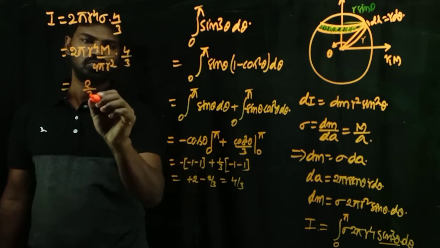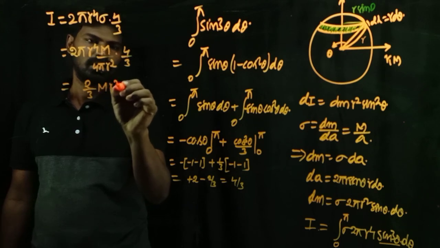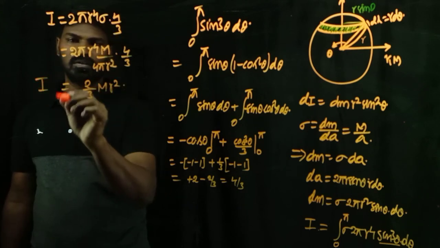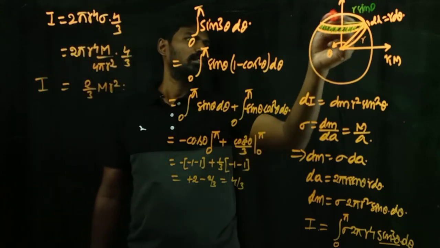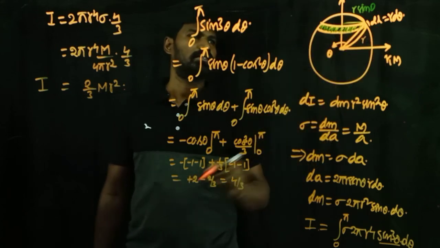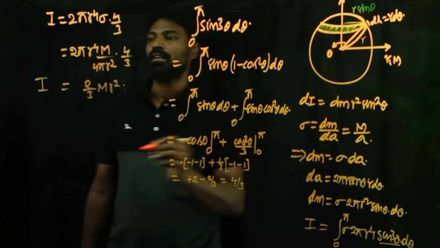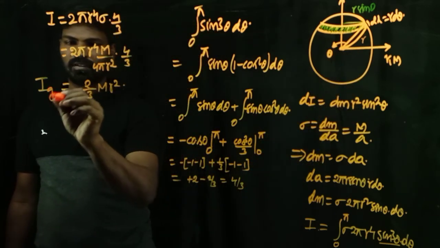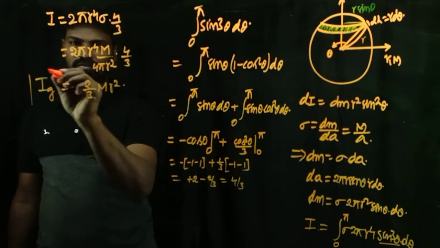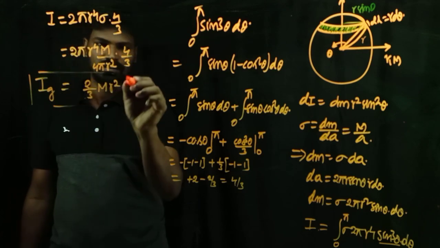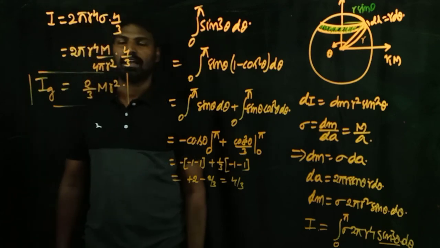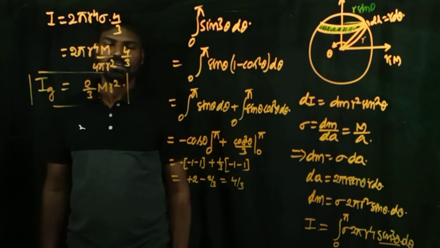You will be getting 2 by 3 M r square, which is nothing but the moment of inertia of this spherical shell of mass M and radius r with respect to the z axis, as this z axis is passing through the center of the sphere, which is nothing but the center of gravity. So the moment of inertia of this spherical shell with respect to its center of gravity is given by Ig equal to 2 by 3 M r square.